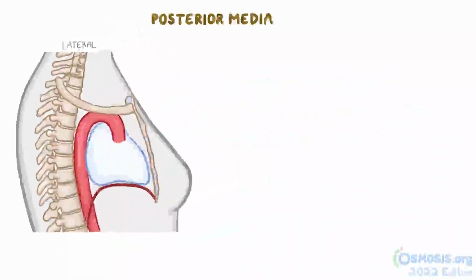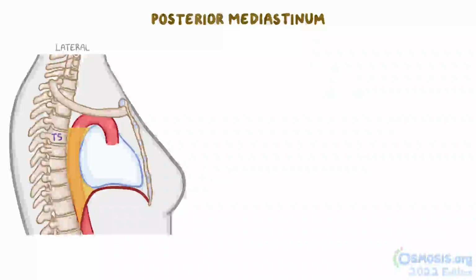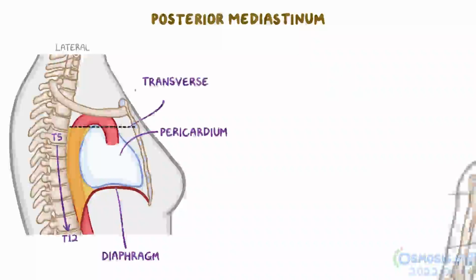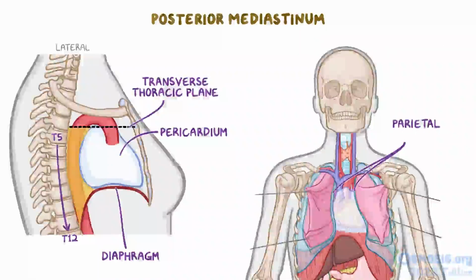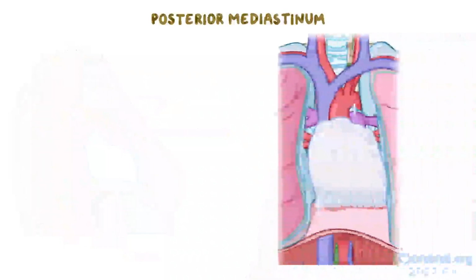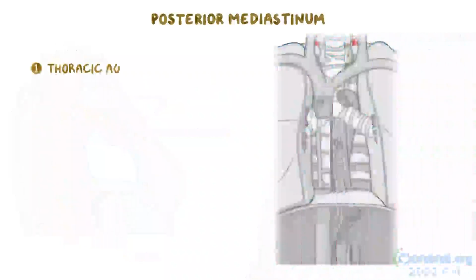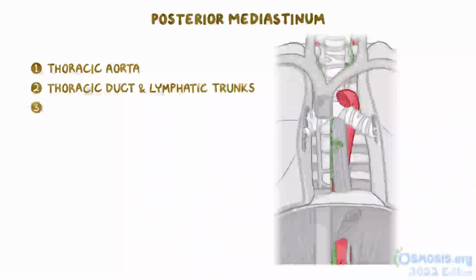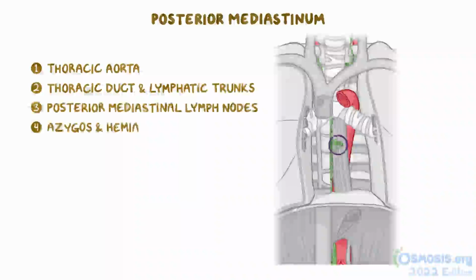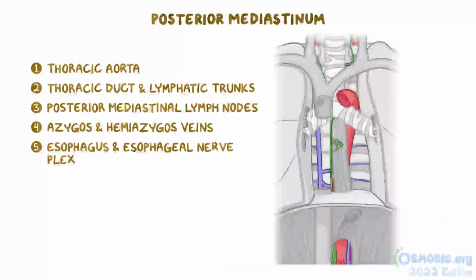The posterior mediastinum is located anterior to T5 through T12 vertebrae, posterior to the pericardium and diaphragm, inferior to the transverse thoracic plane, and between the parietal pleura of the lungs. It contains the following structures: thoracic aorta, thoracic duct and lymphatic trunks, posterior mediastinal lymph nodes, azygous and hemiazygous veins, esophagus and the esophageal nerve plexus.